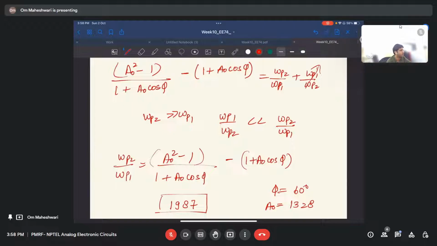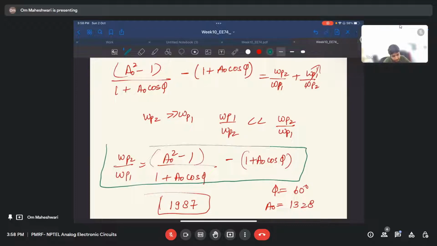Any doubt in this part also? For your question, you just have to use this formula and put the values that are given, a naught and phi, whatever they are given in your assignment, and you will get your answer. Is it clear? Right, sir. Yes, sir.